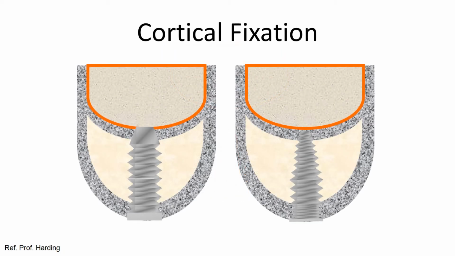So here we have two types of implant. One on the left hand side is a cylindrical design. The one on the right hand side is a tapered design. Now there's also a situation called bicortical fixation or cortical fixation.